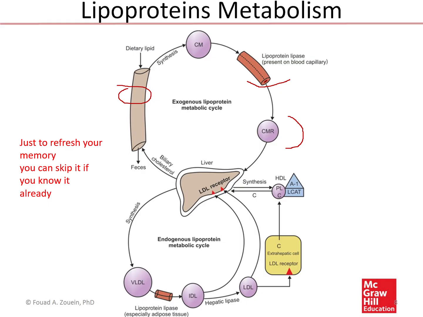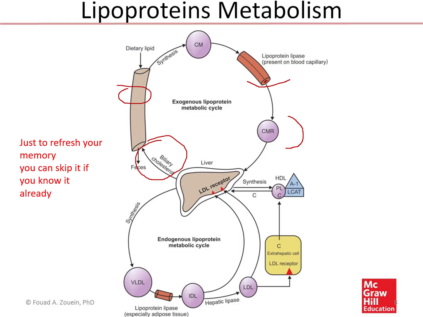The CMR is then taken back to the liver through the ApoE receptor, where the cholesterol is released and it can go into the biliary acids. We have here something called the enterohepatic circulation. It goes into the intestine, then goes back to the liver. I'm sure you talked about that in other lectures.